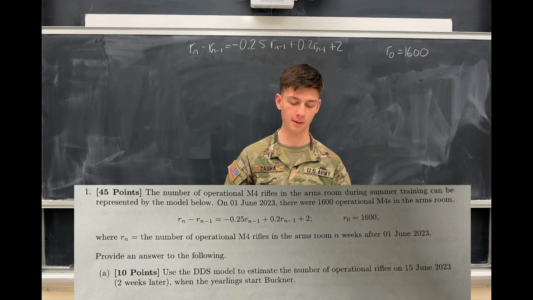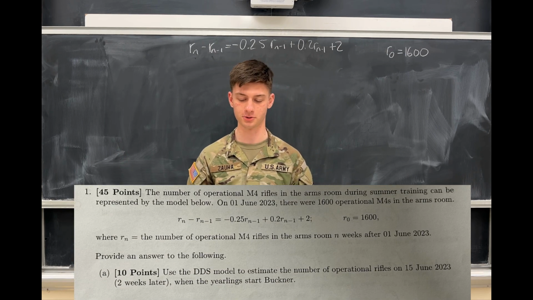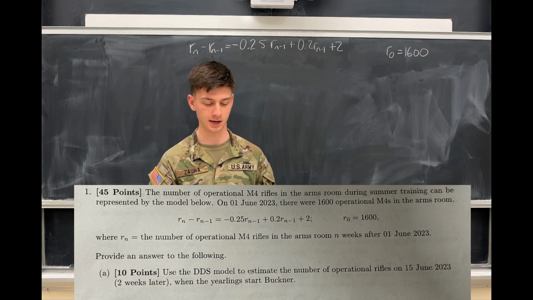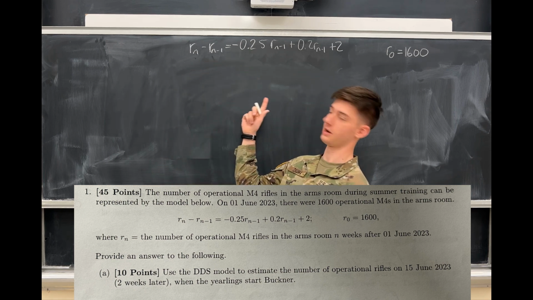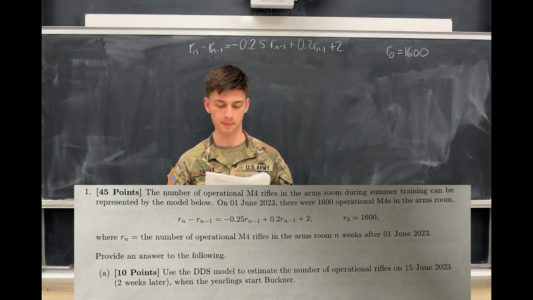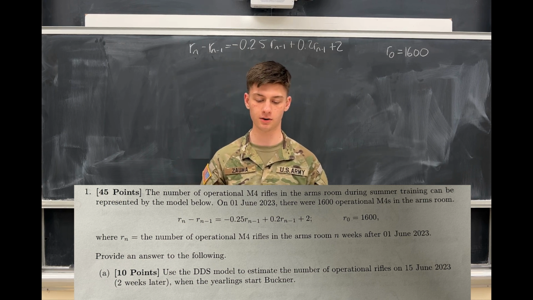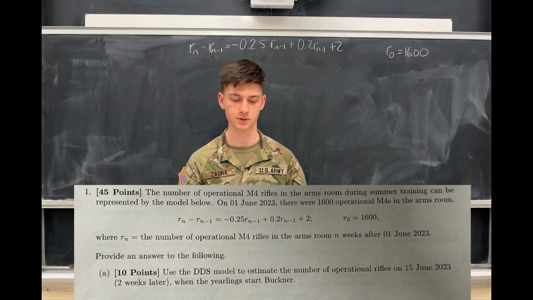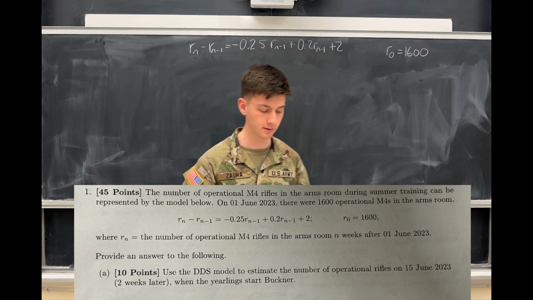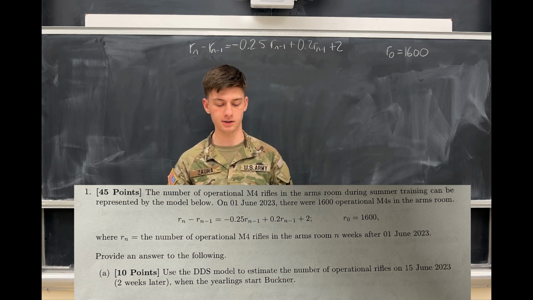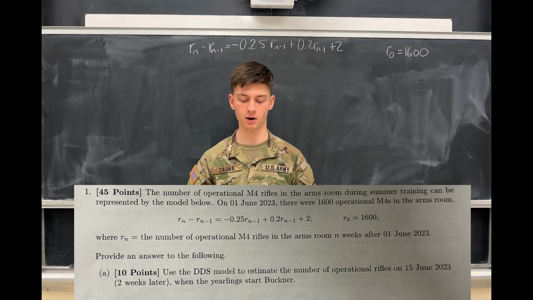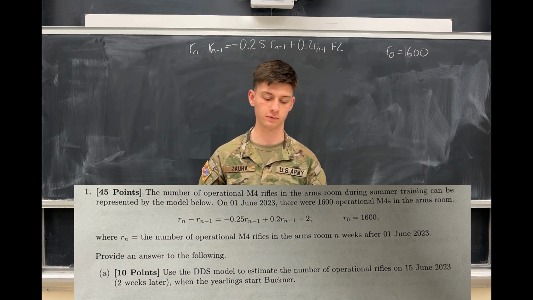So the number of operational M4 rifles in the arms room during summer training can be represented by the model below. For us, I have it written right above us. On June 1st, 2023, there's 1,600 operational M4s in the arms room. So that's our R0 initial right there, where R sub N is the number of operational M4 rifles in the arms room, N weeks after June 1st.